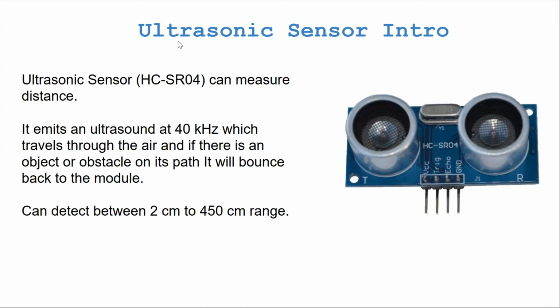The ultrasonic sensor is the HC-SR04, which is the name of the sensor, and it can measure distance. So basically, it looks like this. It has a structure like two eyes, and it basically helps us to find the distance, guys. There are more parameters to detect the distance, which we'll be discussing. Basically, this ultrasonic sensor emits ultrasound at 40 kilohertz, which travels through the air. As I already said, it measures the distance.